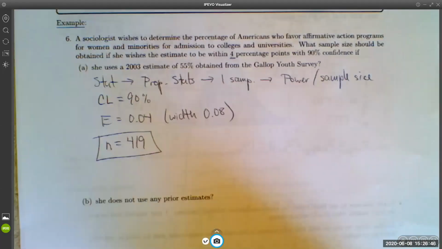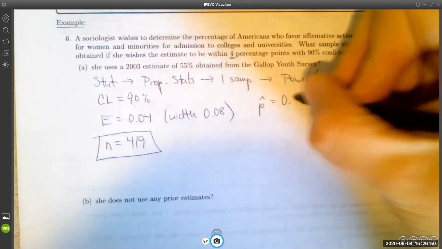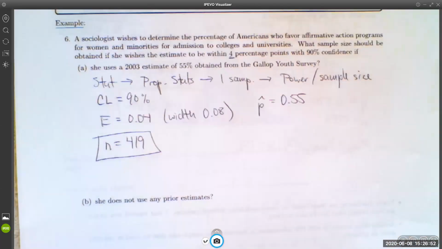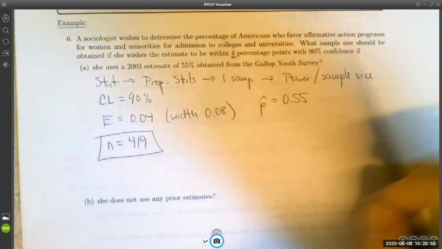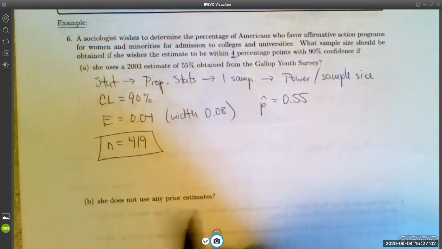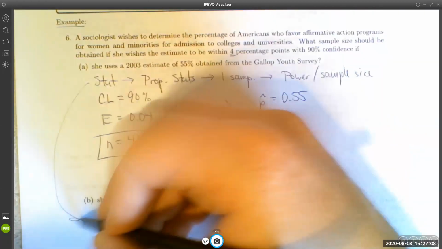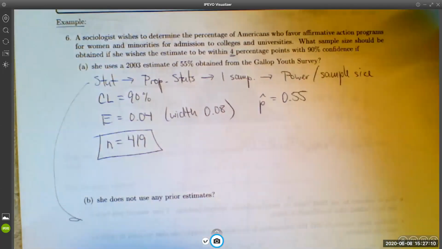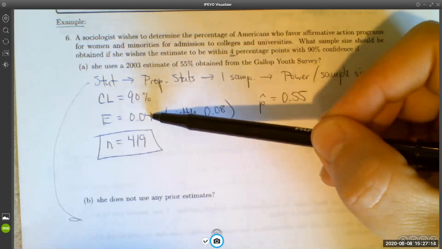Okay, and that's that, right? We used a prior estimate p hat of 0.55, and we got 419. Now part B says what sample size should be obtained if she does not use any prior estimates. So we're going to do the same thing: stat, proportion stats, one sample, power sample size, 90% confidence level, 0.04 margin of error.